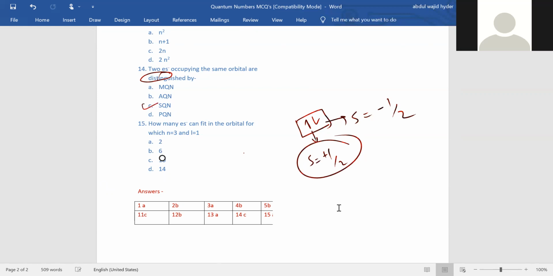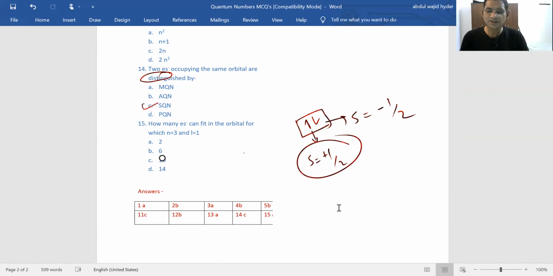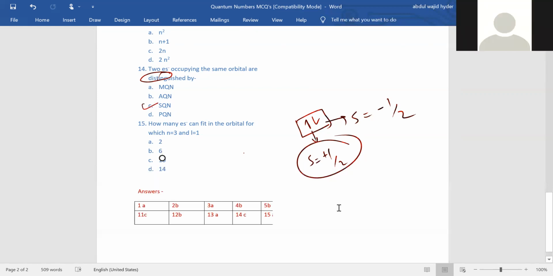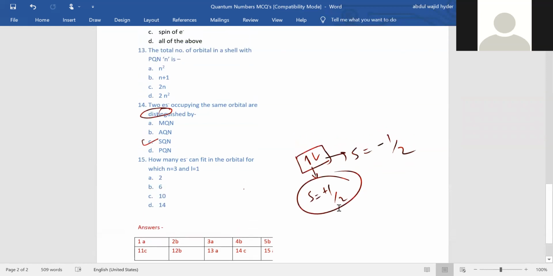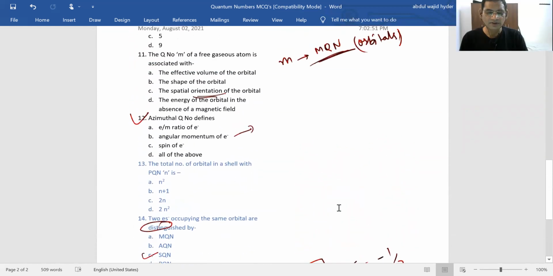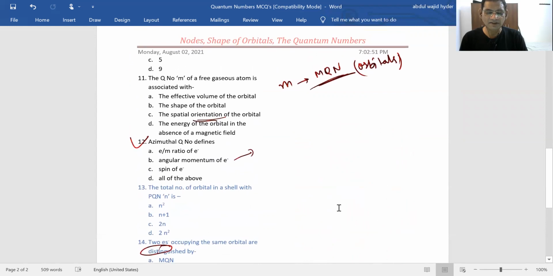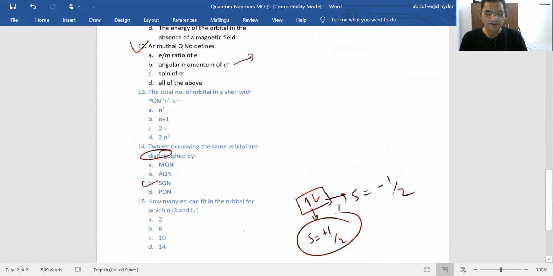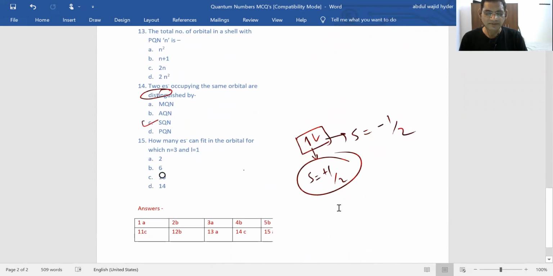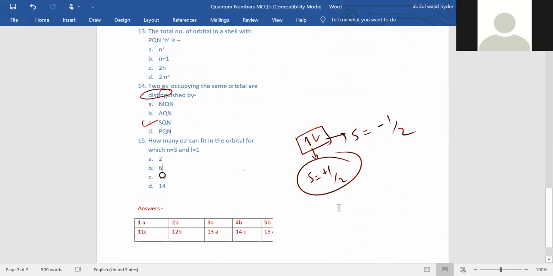You are not getting this question now? Which question? Which two questions were they? 15th. 15th and 11th. Only 15th? Okay, fine. So 15th and 11th.